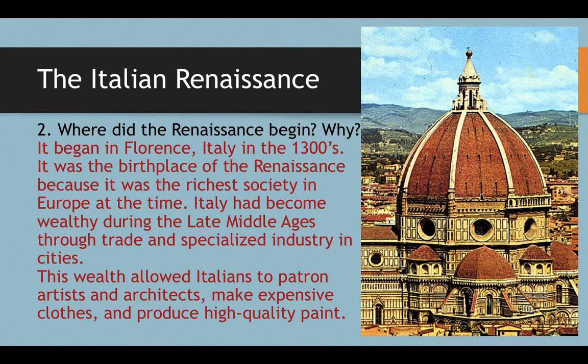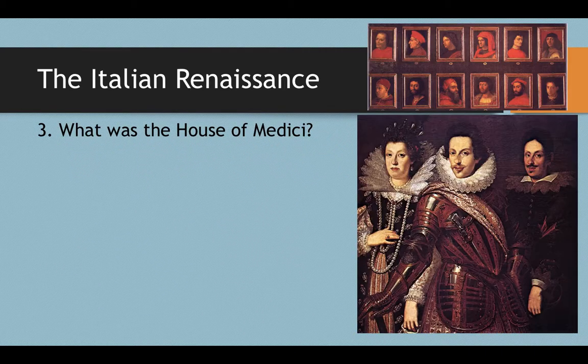And it also allowed Italians to make expensive clothes and produce very high quality paint. And in order to make a great work of art, your material has to be good. Just like you can't bake a good cake without quality flour, all right? You can't make a good painting without high quality paint. So all this wealth that was bubbling up in Italy allowed the Renaissance to take place.